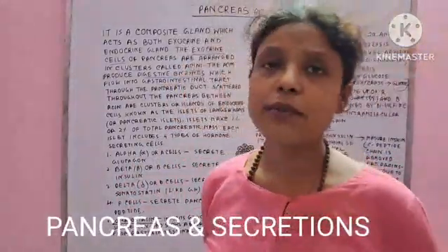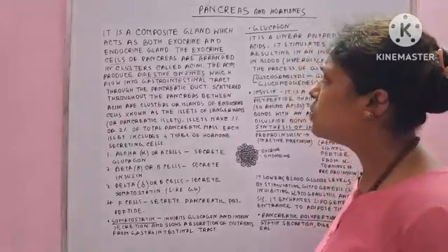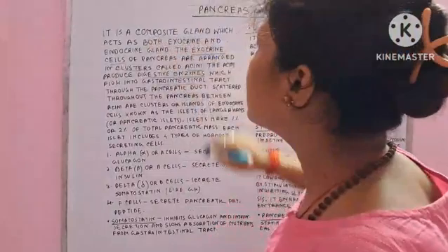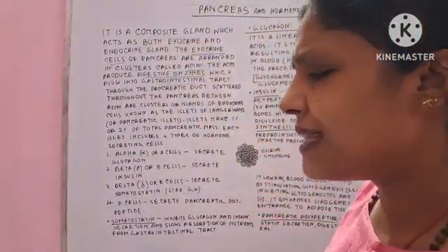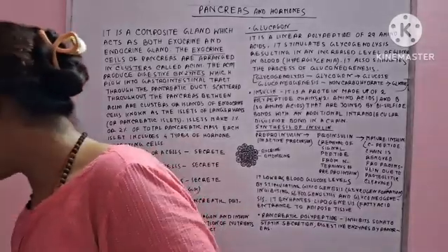Today's video is about the pancreas gland and the hormones. The pancreas gland is known as the composite gland. It is called the composite gland because it consists of exocrine and endocrine cells. Exocrine and endocrine cells.